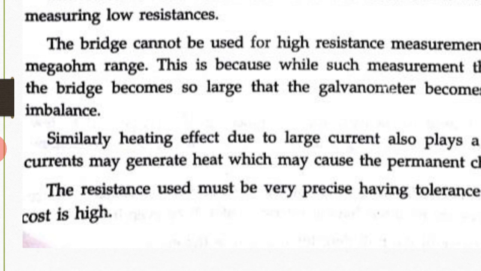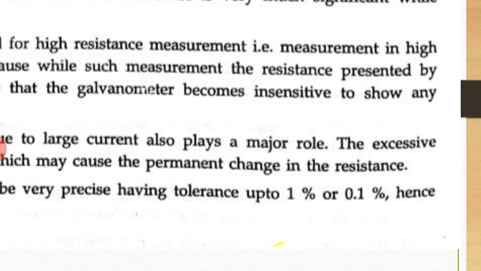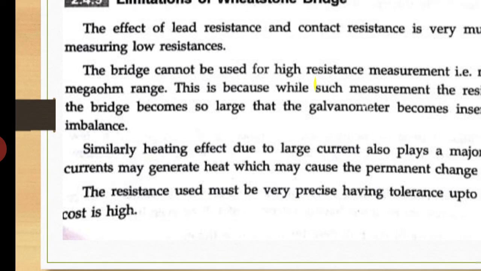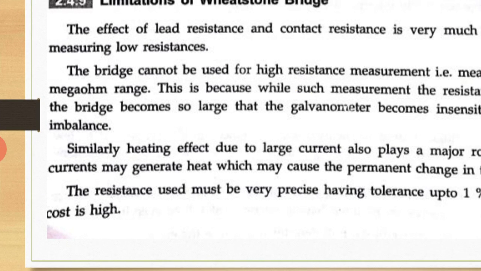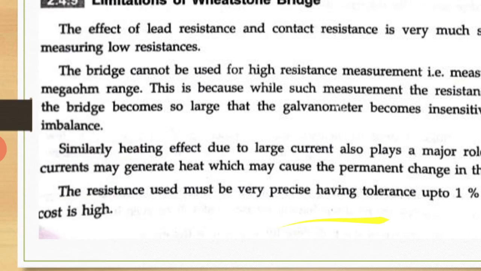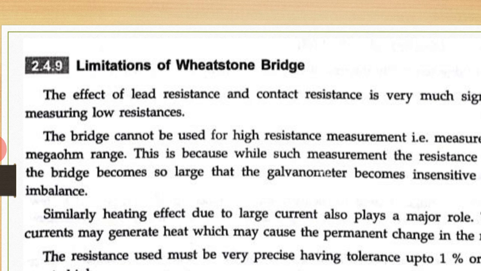Finally, the resistances used must be very precise, having tolerance up to 1% or 0.1%. Hence the cost is high, because the resistances play a very important role in the Wheatstone bridge. If they change, we will get the wrong reading. So we have to use resistances having tolerance up to 1% or 0.1%, and resistances with this tolerance are costly. These are the limitations of the Wheatstone bridge.